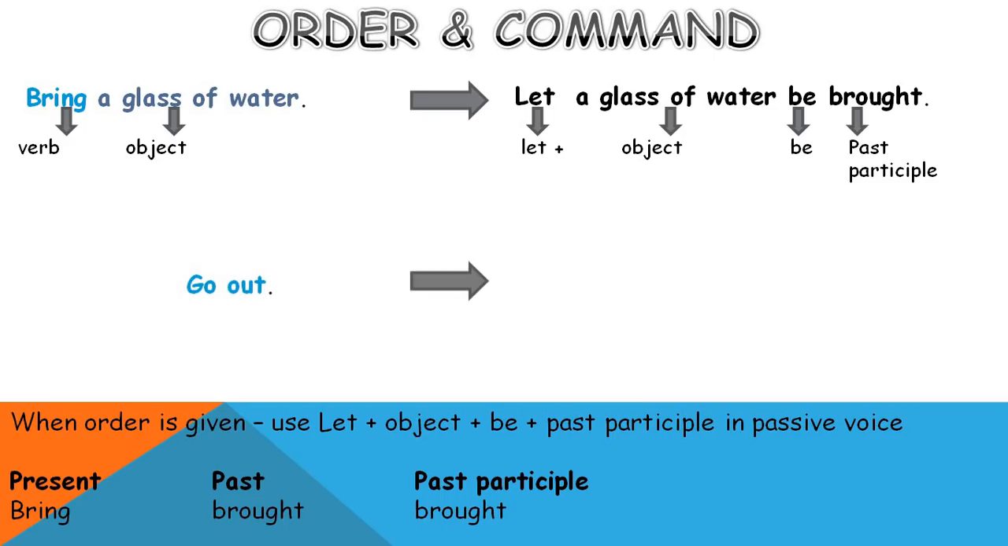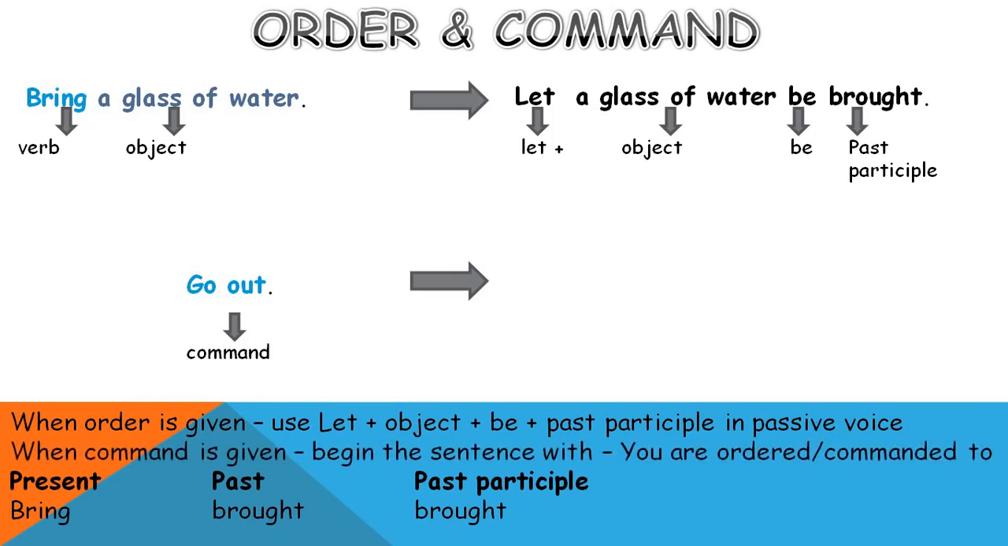Now if the object is not specified, for example, go out. Go out is a command and there is no object specified, it's just a verb. In such cases, in the passive voice, begin the sentence with you are ordered or you are commanded to. So you are ordered to go out or you are commanded to go out.